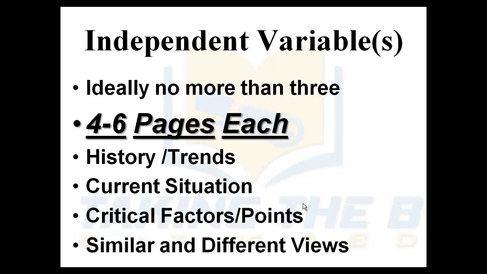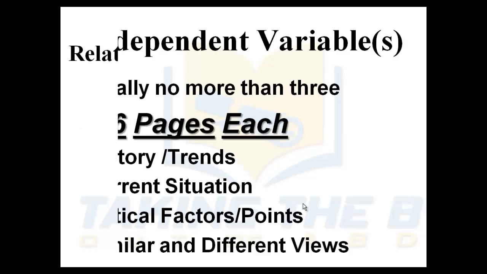So if you had 3 independent variables, for example, and you wrote 6 pages on each one, you would have roughly 18 pages. If you tag in the other 7 to 10 pages on your dependent variable, roughly you can see you already have about 28 or more pages in your chapter 2. So it's very easy to get 30 pages when you break it down this way.